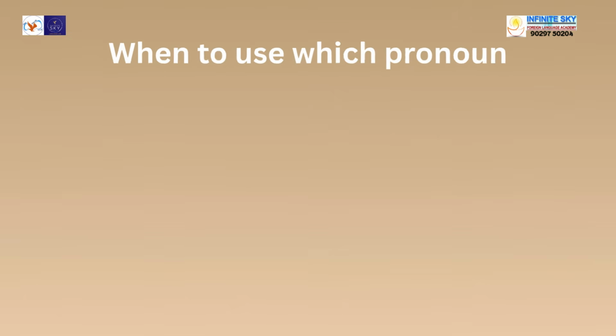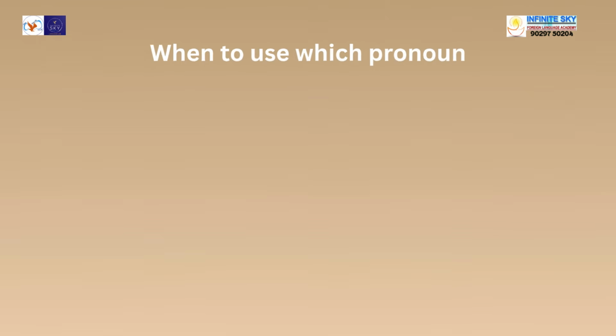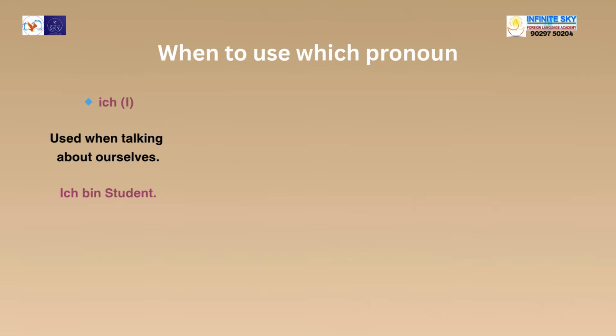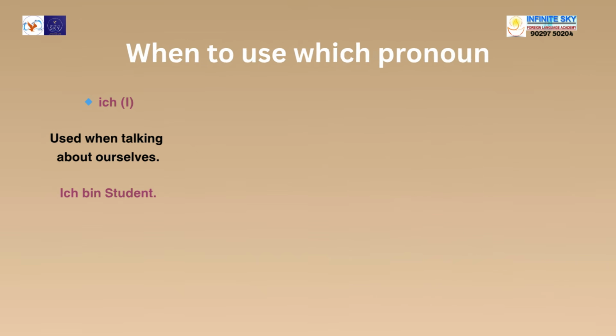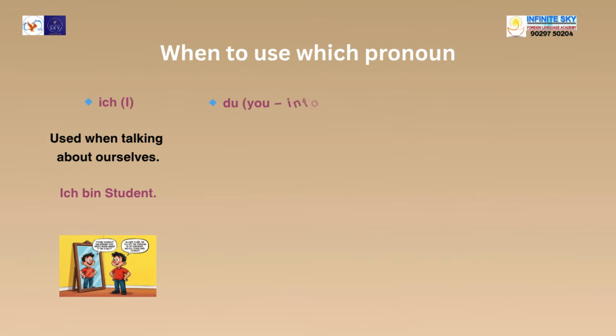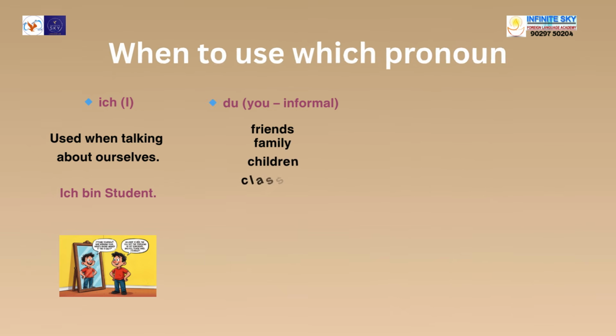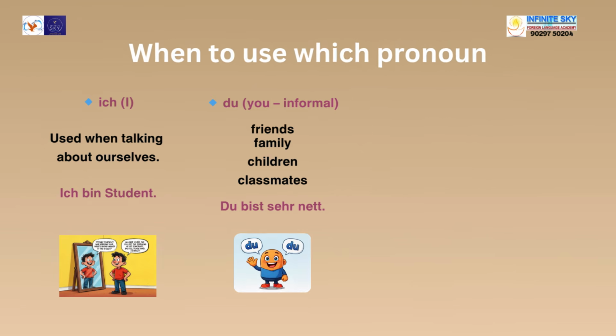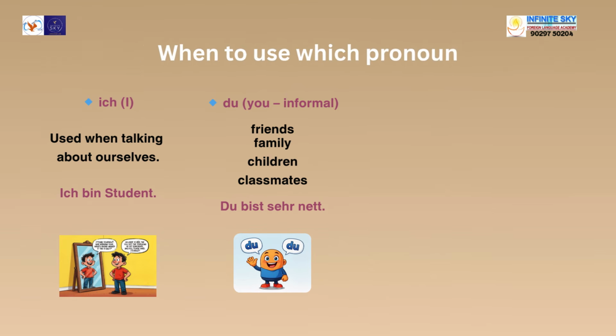Let's now understand when to use which pronoun. First, ich. We use ich when talking about ourselves. For example, ich bin Student. Next is du. Du is informal. We use du with friends, family, children, classmates. For example, du bist sehr nett.